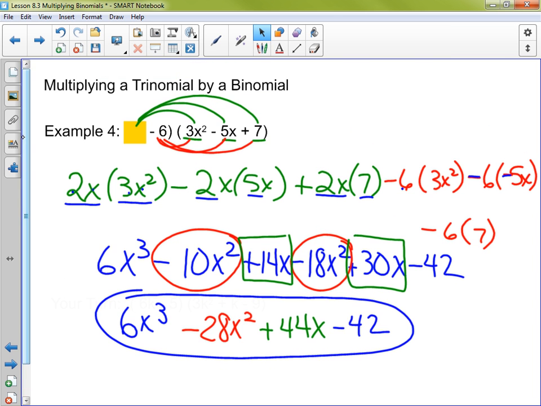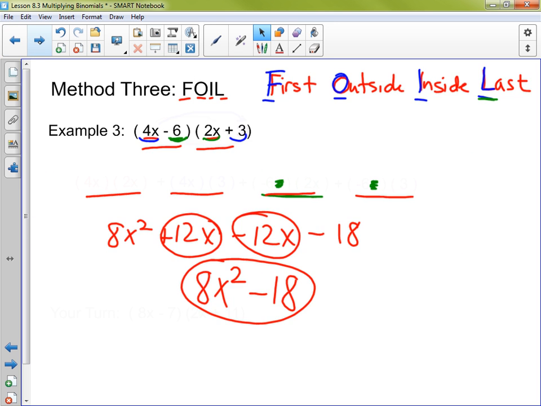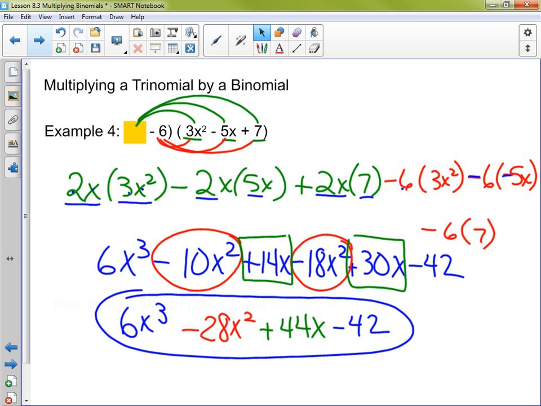Okay, so to review, you have 3 methods: distributive property, the table method, and the method called FOIL. All ways that you can multiply 2 binomials. When you multiply a binomial by a trinomial, you're going to use the distributive property, and you get a long list of terms, but they usually add up to be a nice, neat answer in the end.